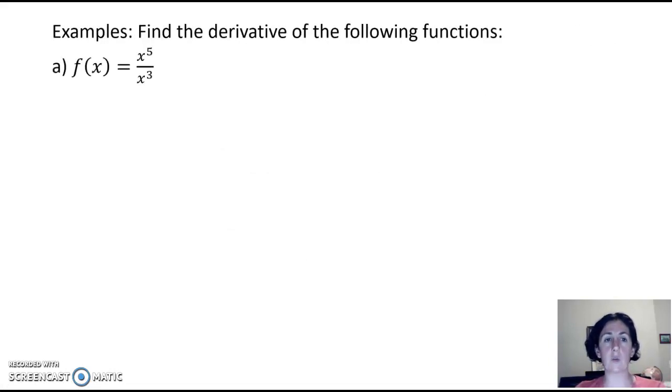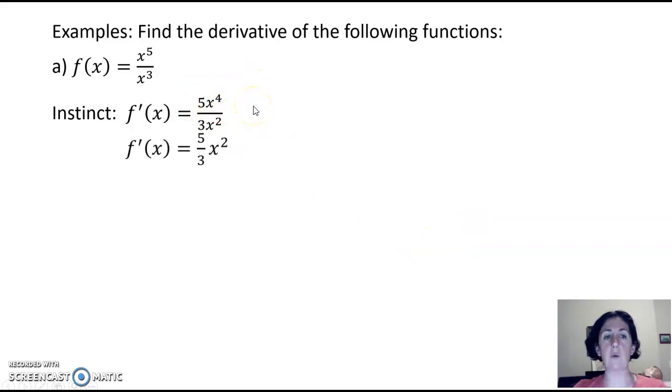If we were going to start with x to the fifth over x cubed, variable over variable tells you you're going to have to use the quotient rule. Well, I know what your instinct is saying. Just like with the product rule, you're saying, why wouldn't you just do the derivative of the top over the derivative of the bottom, which would give us 5x to the fourth over 3x squared. Now remember, like bases being divided, you subtract their exponents, so that would reduce to 5/3 x squared.